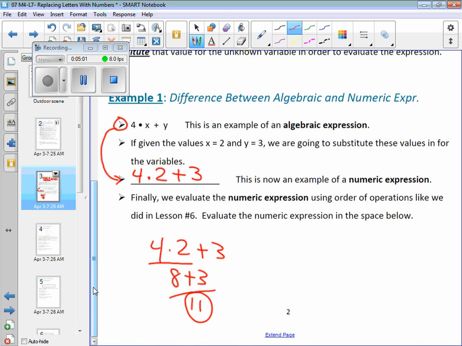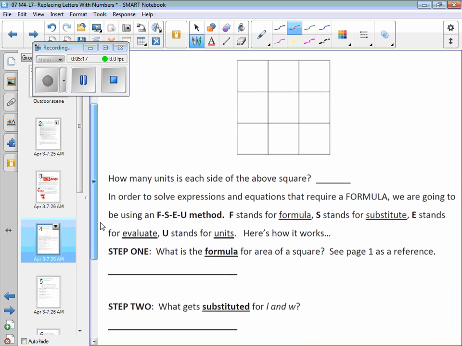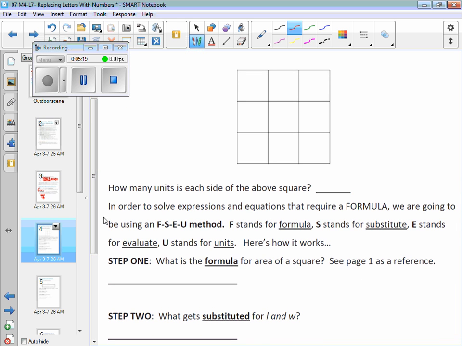Okay. Let's take it to the next page, and I'll show you where the formula falls into play. Everybody repeat after me. Say formula. Substitute. Evaluate. Units. Now don't repeat me. You're going to do it the same way every single time. It's not funny anymore.